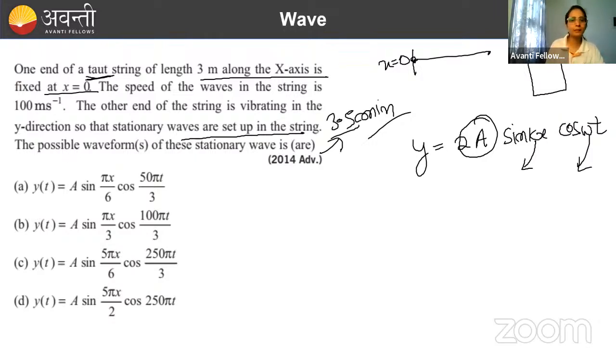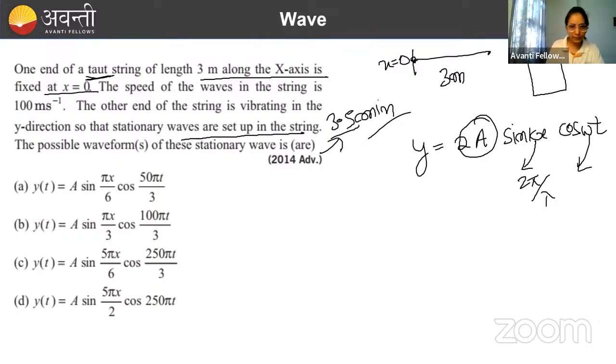Let me do it once here. What is given in the question? Length of the string is how much? 3 meter. So, this is 3 meter. This 3 meter in terms of wavelength will be how much? That we need to see, right? Because k ka value we have to calculate. K value used to be how much? Equal to 2 pi by lambda.